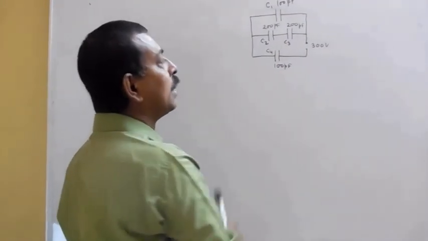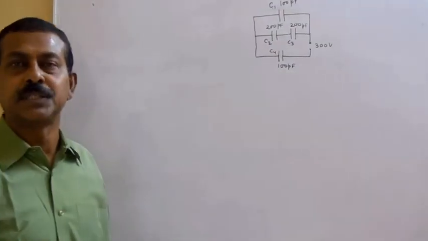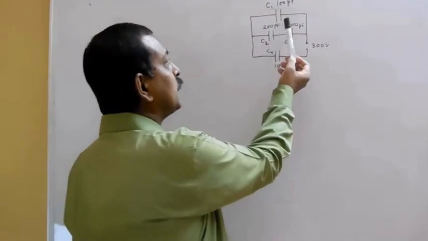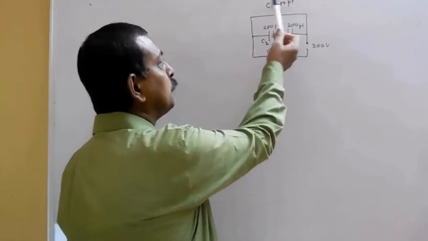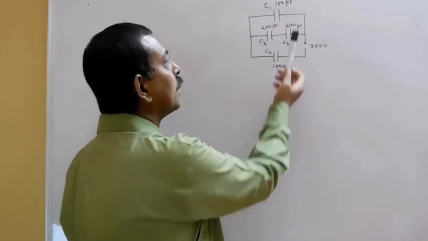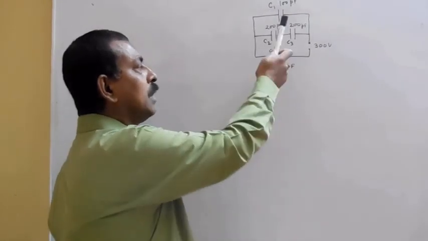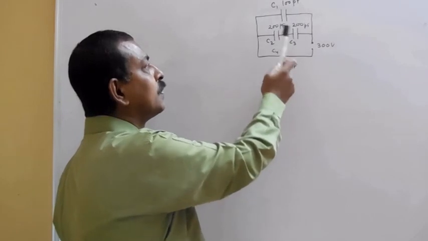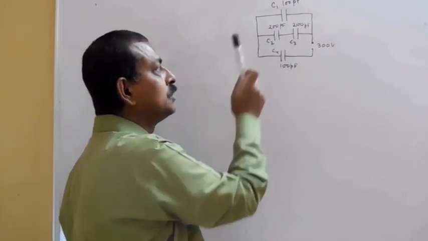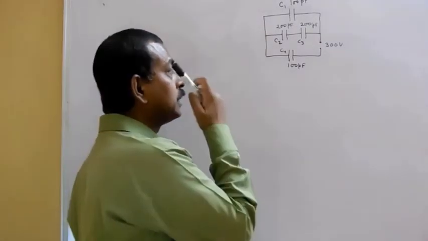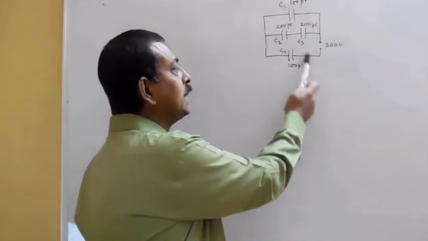This is the network shown here. You have to find the equivalent capacitance of this network. We are representing these by C1, C2, C3, and this is C4. From the diagram, it is clear that C1 is in parallel with the series combination of C2 and C3. But here students make a mistake.